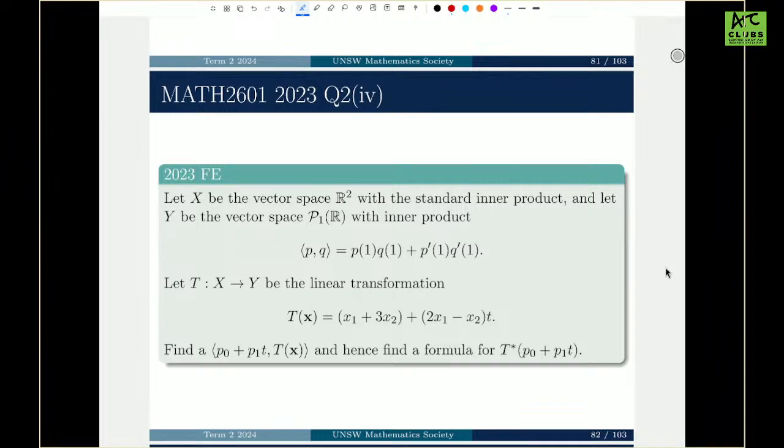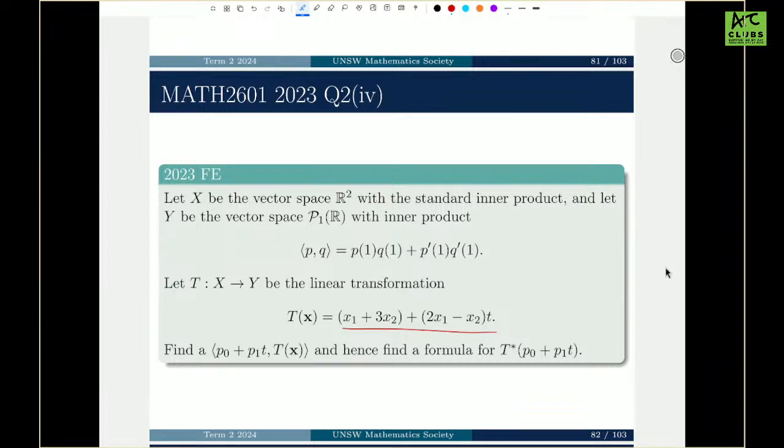And then let Y be the polynomial space of polynomials of degree at most 1 with real coefficients. So we have this strange inner product that we are defining over our vector space Y. The inner product of these two polynomials is P of 1 times Q of 1 plus P dash 1 times Q dash 1, where the dash just denotes the standard derivative. It's nothing crazy going on. So we define some linear transformation T, and it's given by this. This is T that takes some vector from R2 and maps it to a polynomial in P1.